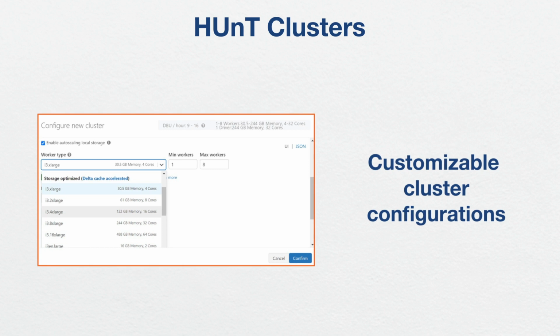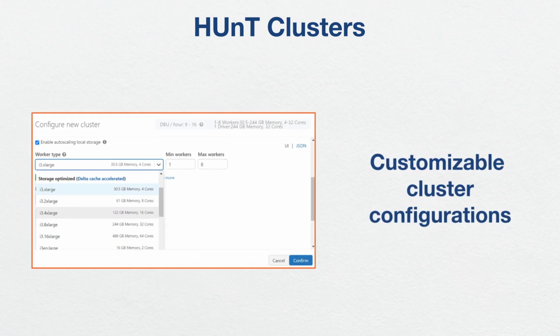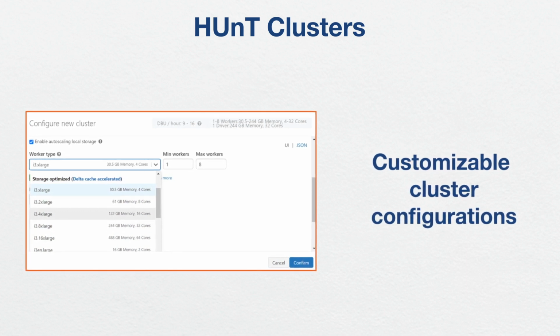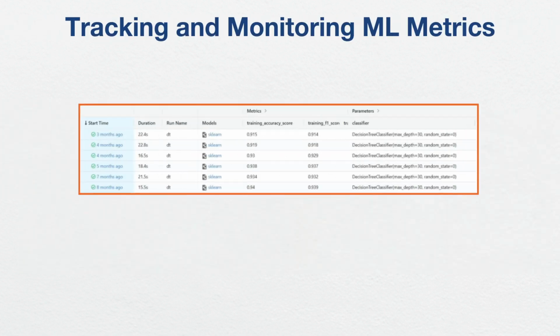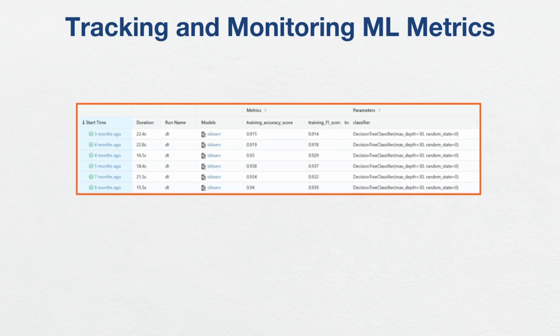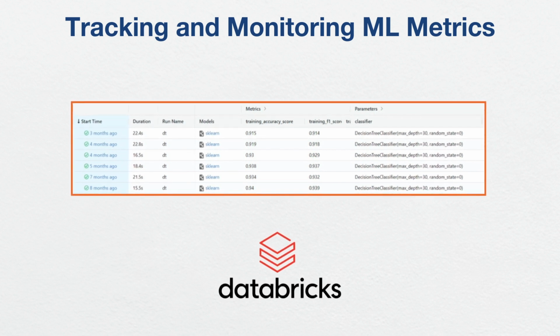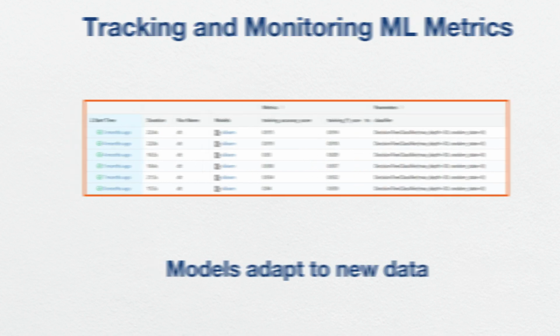HUnT's clusters can be configured to meet the throughput requirements of each unique organization, allowing the product to be optimized for cost and performance. The HUnT team has extensive experience in determining the optimal specifications for each use case. To track and monitor ML metrics over time, HUnT utilizes Databricks MLflow. This gives a comprehensive view into what's happening with the models as they adapt to fit new incoming data.